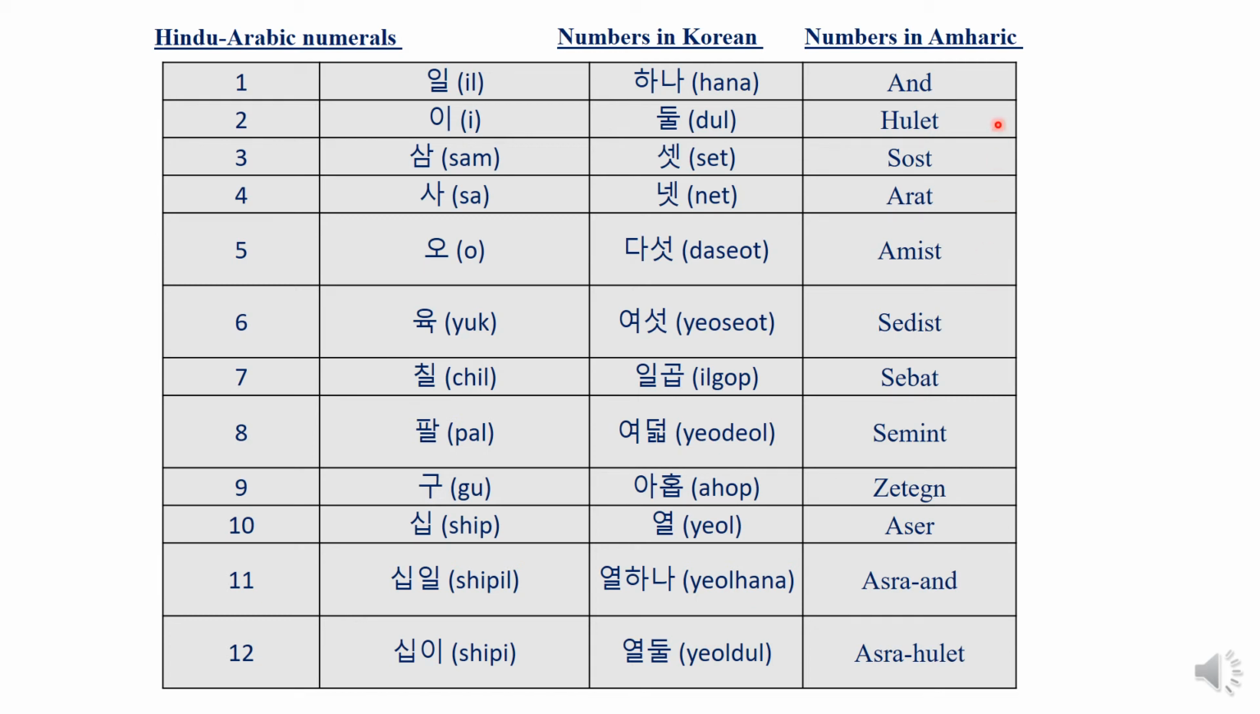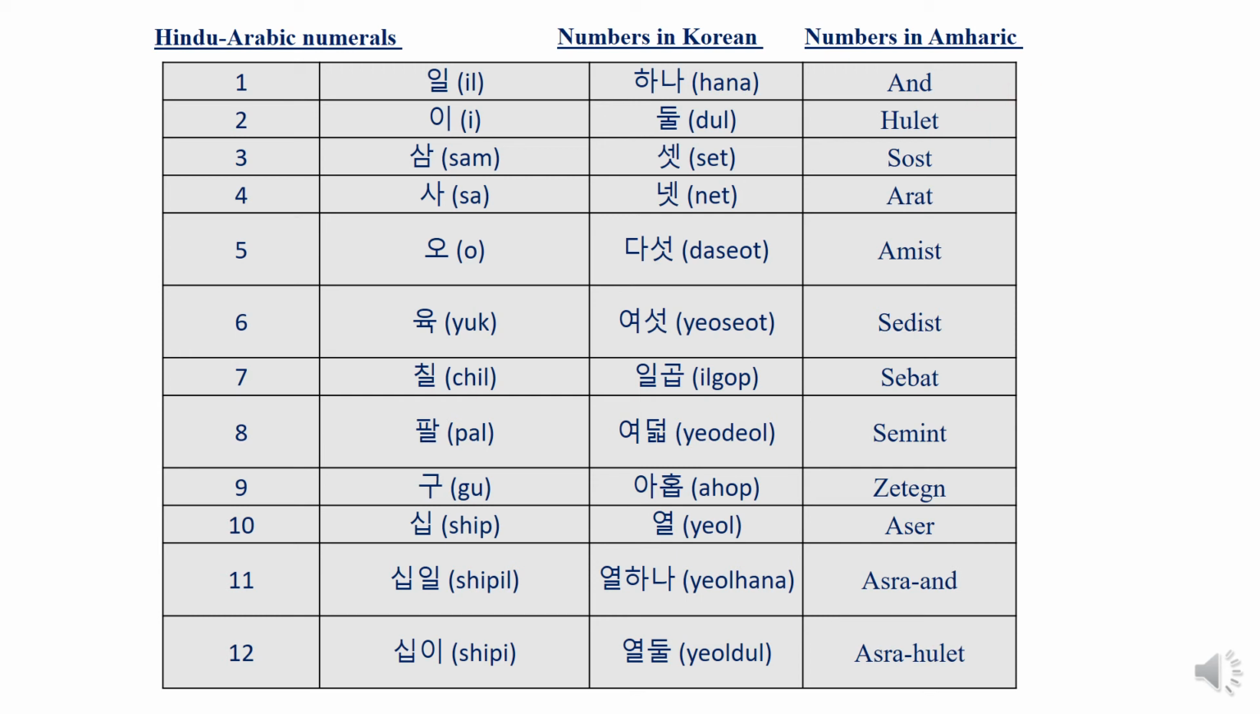So numbers in Amharic: አንድ ሁለት ሶስት አራት አምስት ስድስት ሰባት ስምንት ዘጠኝ አስር አስራ አንድ አስራ ሁለት. Here we say አስር is 10, so it comes here like asra, then plus 1, so 11. Again, asra means referring to 10, then plus 2 is 12. So you just have to practice.